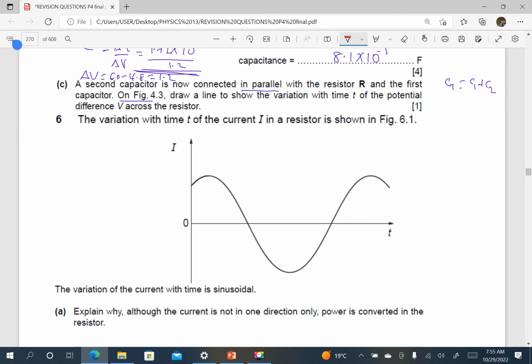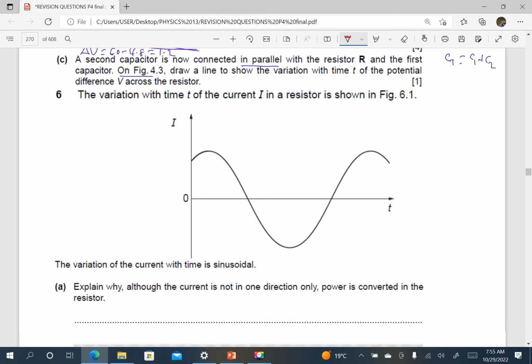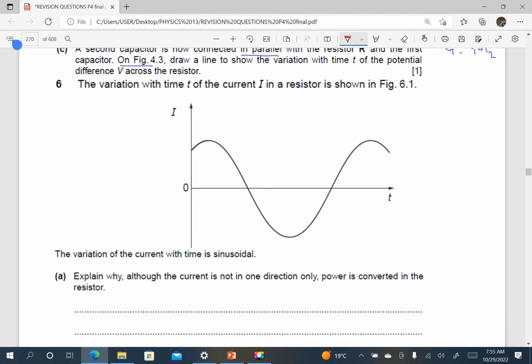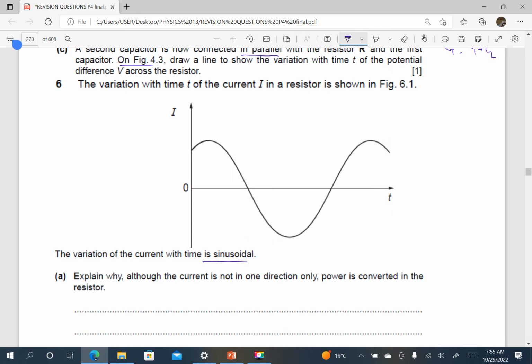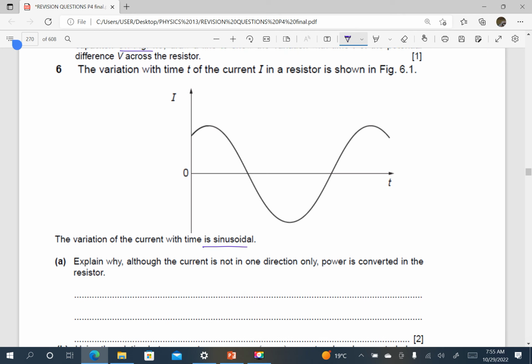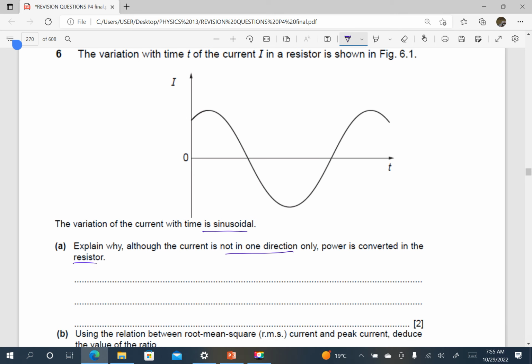Next, the variation with time t of the current I in a resistor is shown in the figure, as you can see. The variation of the current with time is sinusoidal. Explain why, although the current is not in one direction, power is converted in the resistor. You should be thinking about that. Look at the graph and think about why there's power in the resistor, to be precise.